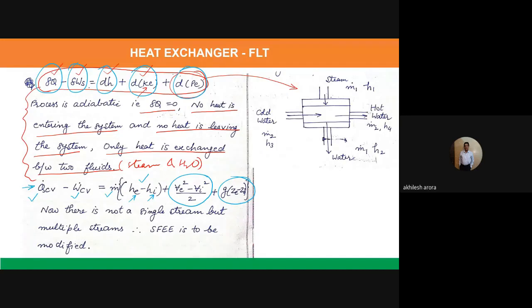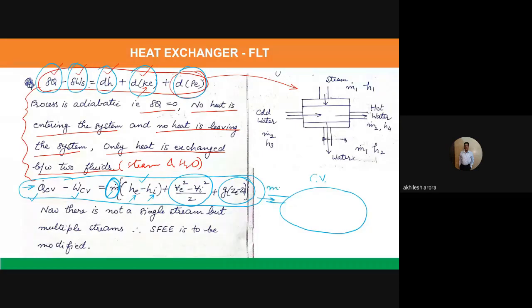Now, when we look at this particular equation, you can find that there is a single term of the mass flow rate. It means when we derived this equation, this is the control volume which we considered. We said that a certain amount of mass is entering here, which is m dot, and a certain mass is leaving outside. It is also m dot. So there was only one entry and only one exit. No other thing was there in this particular case.